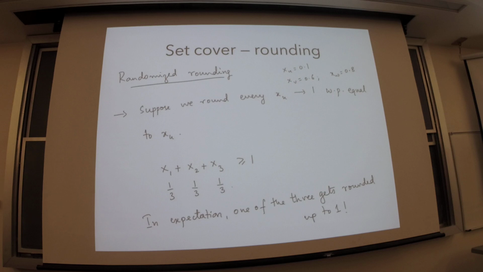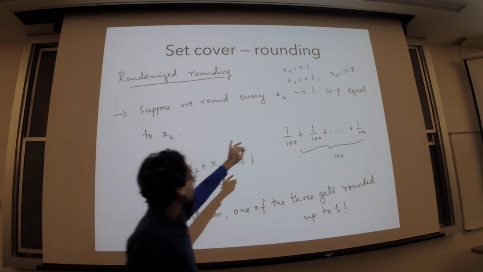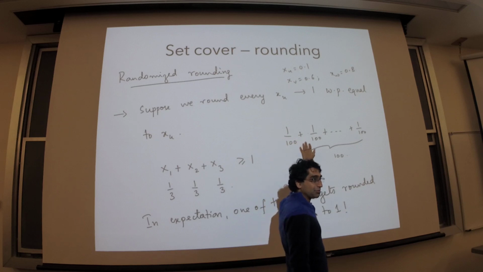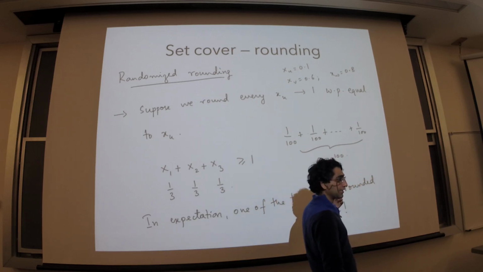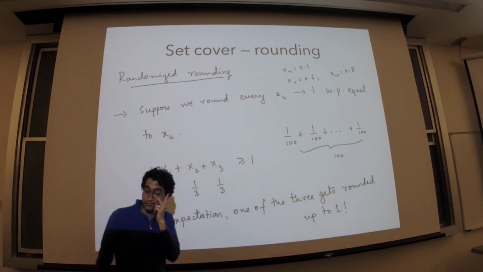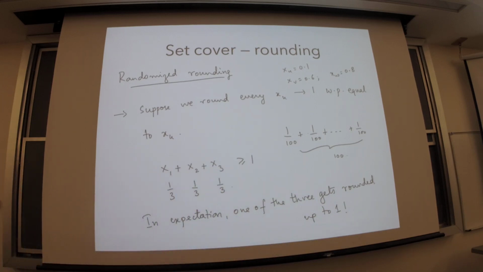And note that there is nothing sacred about 1/3 here. You could have done it with, suppose I had 100 variables, all of them were 1 by 100, and there were 100 of them. Now you have the same thing. Each one gets rounded up to 1 with a much smaller probability now, but there are 100 of them. So in expectation, one of them will get rounded up. So that's the idea in randomized rounding. Let's see how to make this work.